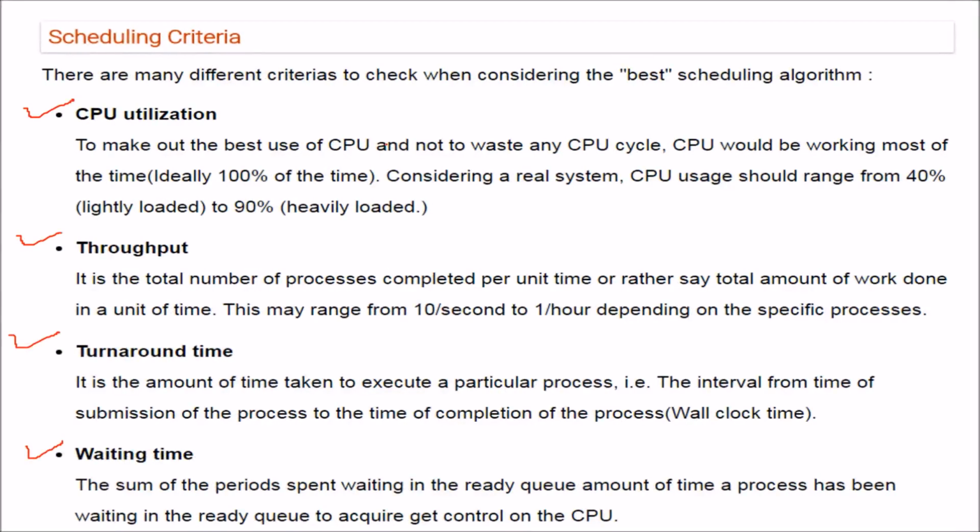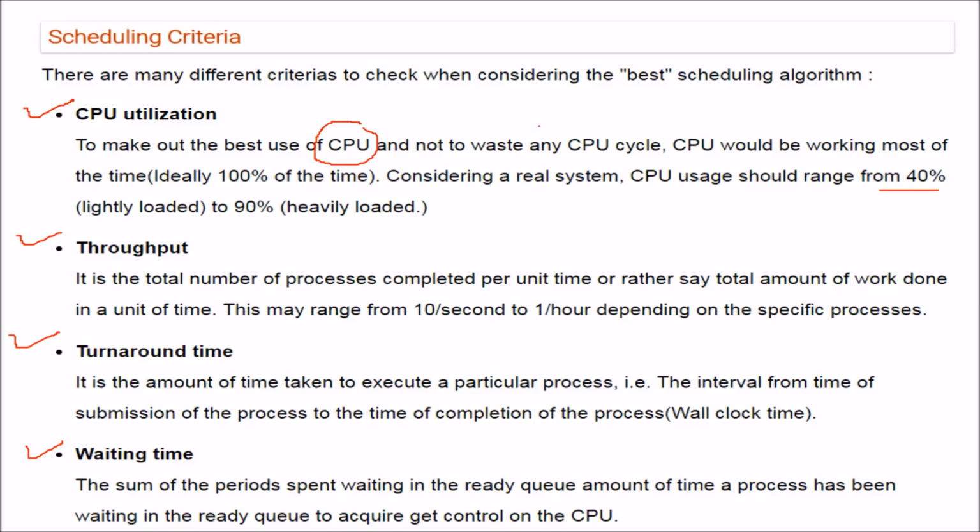CPU utilization. We want to use the CPU as best as possible. We don't want to waste any CPU cycle. So we want the CPU to be working almost 100% of the time. Consider a real system. CPU usage should range from 40 to 90%.